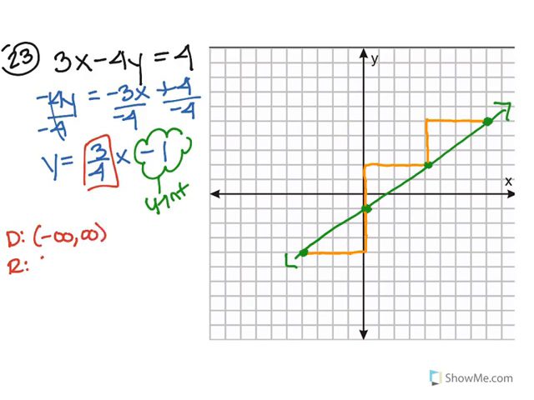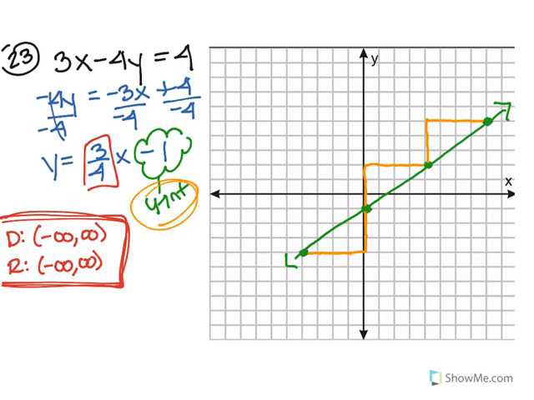And my range would also be from negative infinity to positive infinity because it's up as well as it is down. So you have all numbers existing on this line, okay? That's my domain and range. Now, I also asked about the intercepts. If you put it in slope-intercept form, you're going to have your y-intercept.